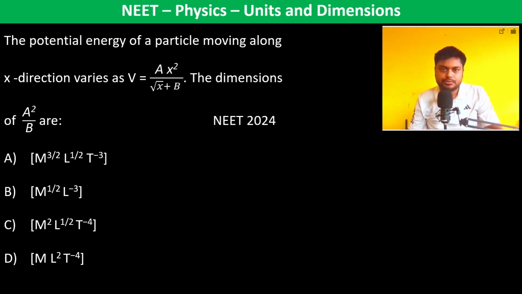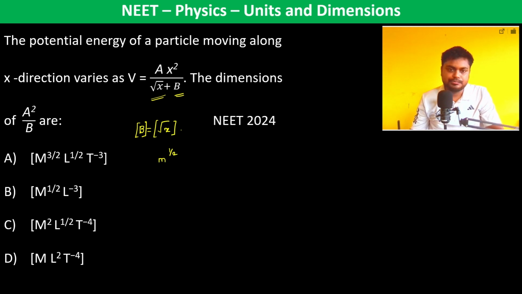The potential energy of a particle moving along the x direction varies as V equals a x square by root x plus b. The dimensions of a square by b are? So we can see here root x plus b. Therefore b must have the dimensions of root x. Not b equal to root x, but the dimension of b should be equal to the dimension of root x, which is meter to the power 1 by 2.